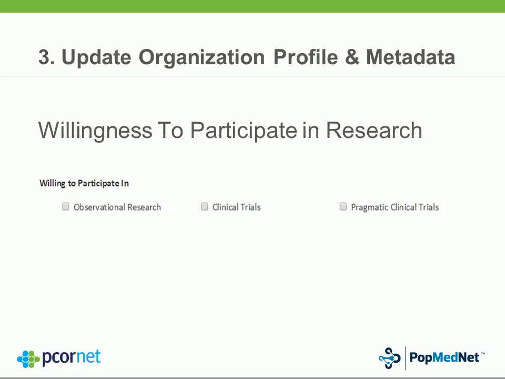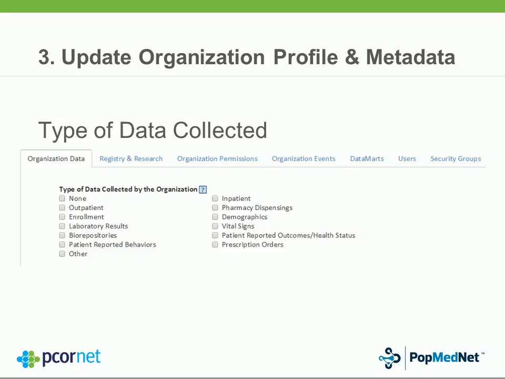In the Willingness to Participate in Research section, select whether your organization is willing to participate in observational research, clinical trials, and/or pragmatic clinical trials. For type of data collected, select the data that you have available at your organization. Note that this does not imply that you are making this data available to the network. You can enter any additional data types in the Other field.